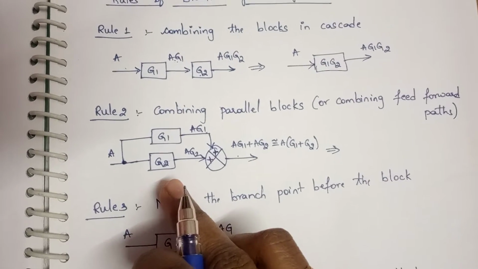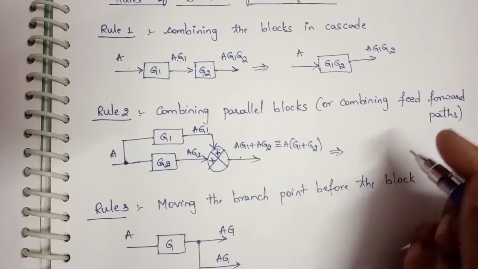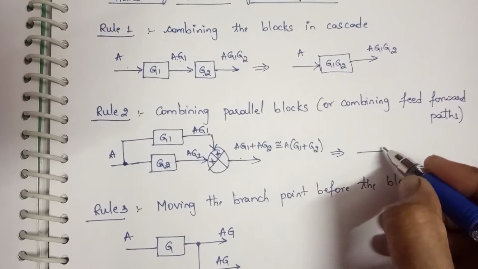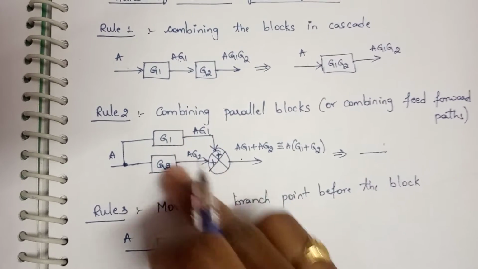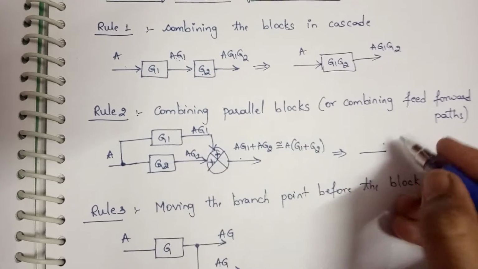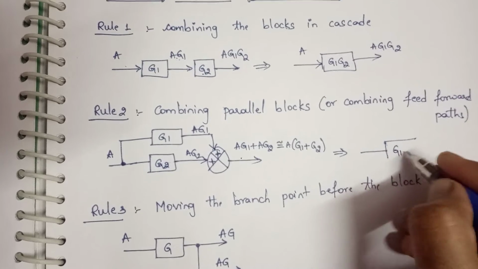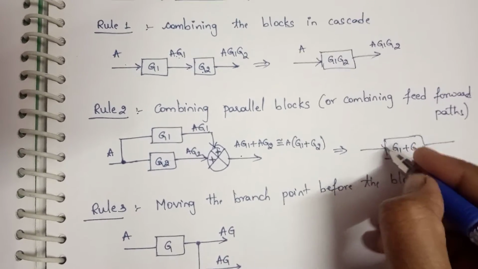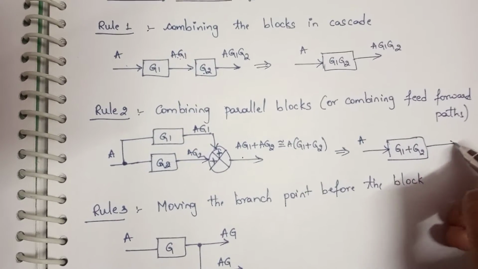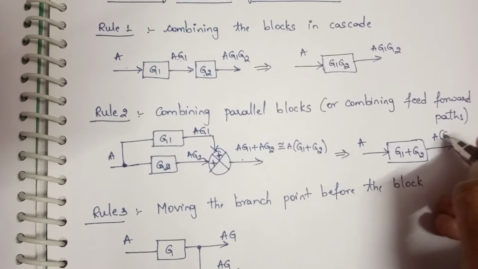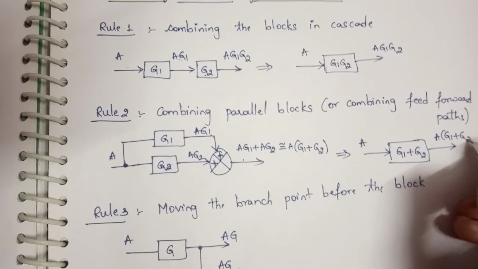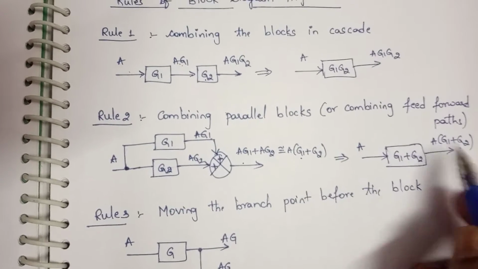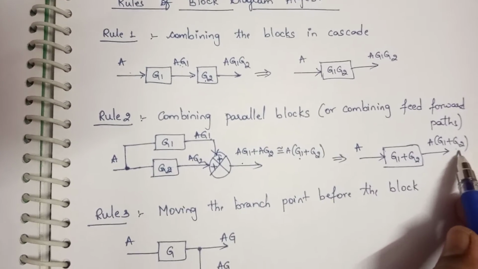And if we change this diagram, we get G1, G2 connected to a summing point. So you will get G1 plus G2. Here we give the input A, so the output becomes A into G1 plus G2. The same response will occur in both cases.